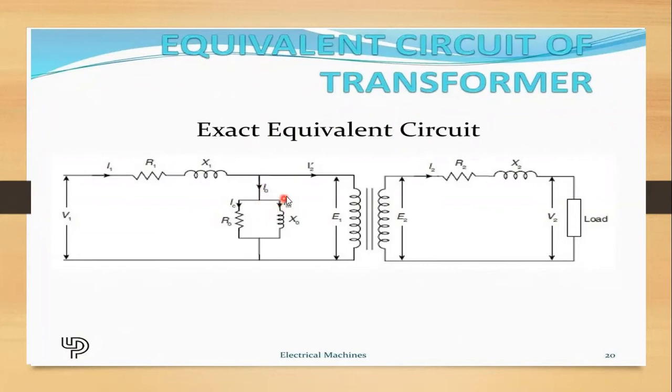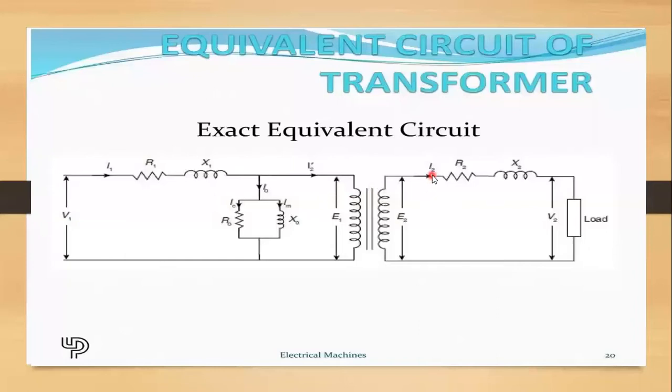Here I1 is called the primary current. E1 is called the primary induced EMF, the EMF induced in the primary winding, and E2 is called the induced EMF in the secondary winding.